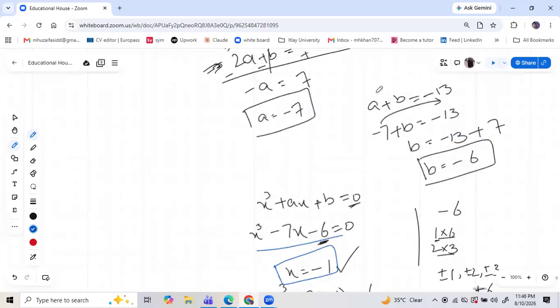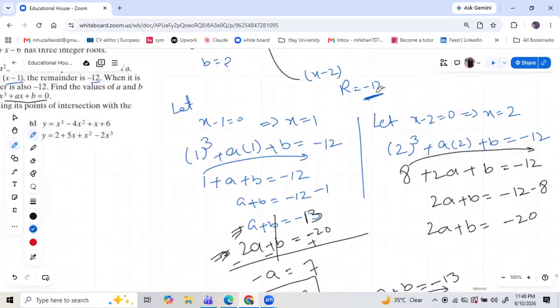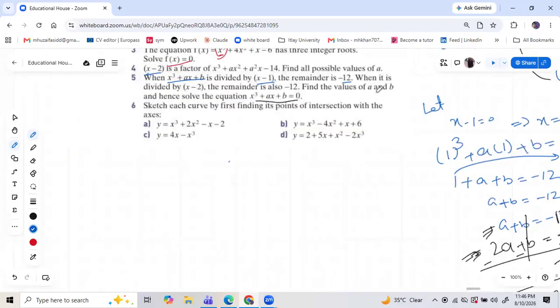Okay, now we are working on sketching each curve by first finding its point of intersection with the x-axis. So how can you find it? Look at it here.